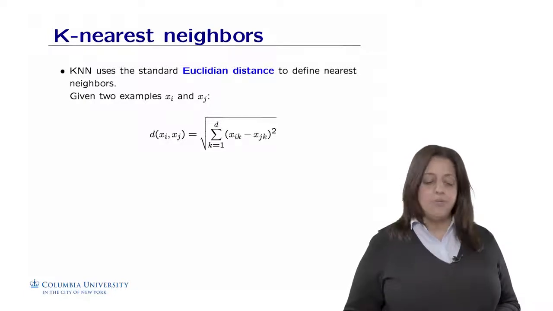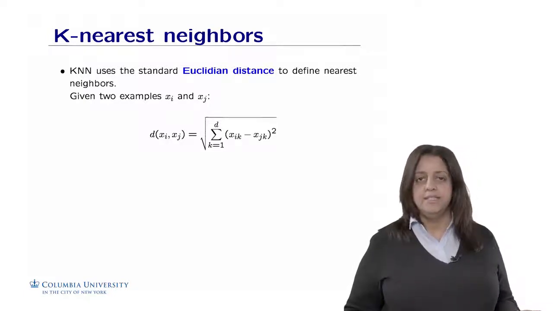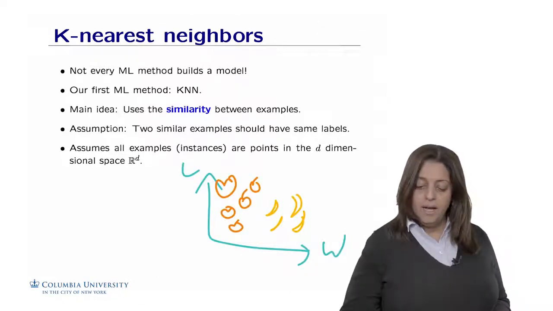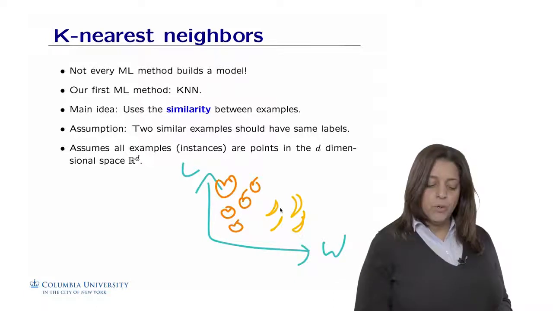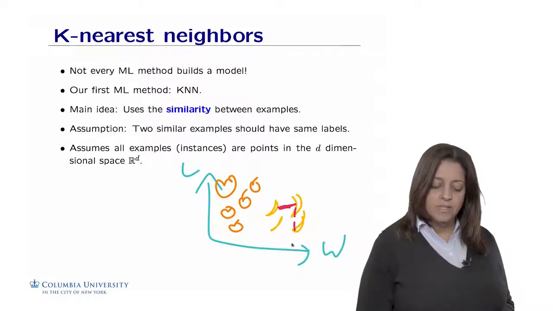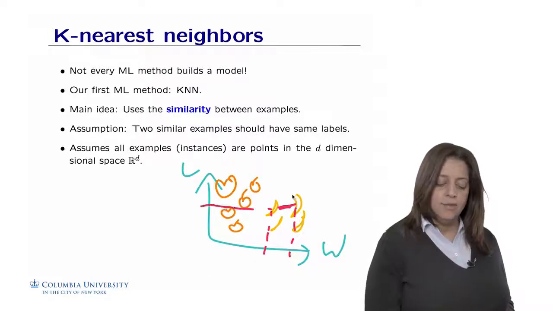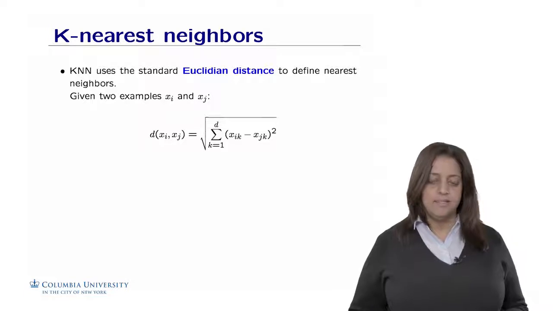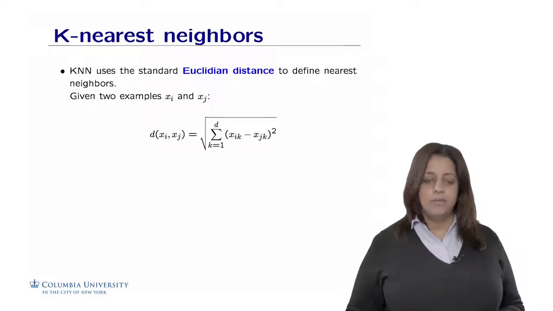K-nearest neighbor uses what we call the standard Euclidean distance. This is the distance between the data points, which means that if I go back to my previous example, the distance between this point and this point would be measured by their values on the x-axis and their values on the y-axis. K-nearest neighbors uses the standard Euclidean distance to define the nearest neighbors.